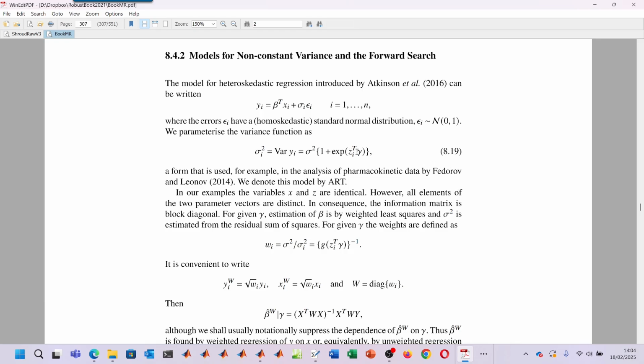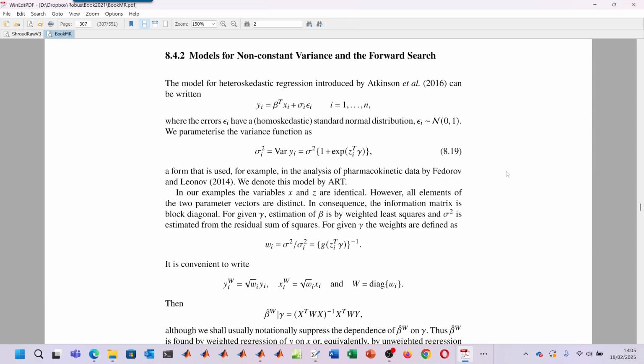Equation 8.19 gives the variance function, sigma squared i for the ith observation, that's the variance of yi, and it is sigma squared, which will have to be estimated, and then multiplied by 1 plus the exponential of a linear model. So we have also to estimate the parameters gamma. This form is used, for example, in the analysis of pharmacokinetic data, and we analyze the properties of this model in a paper by three of the authors, Atkinson, Riani, and Torti. We therefore denote this model by ART.